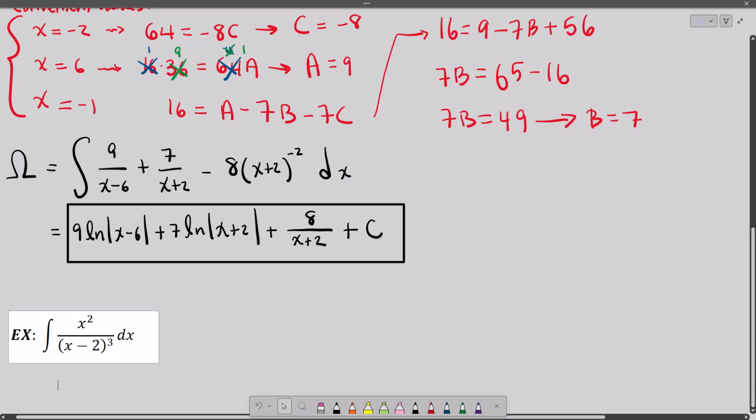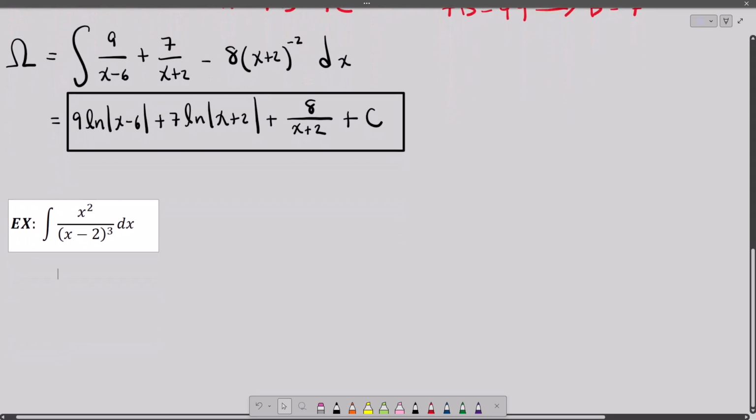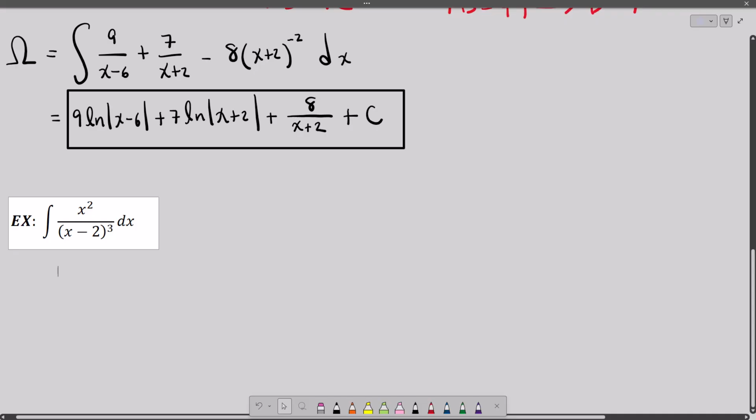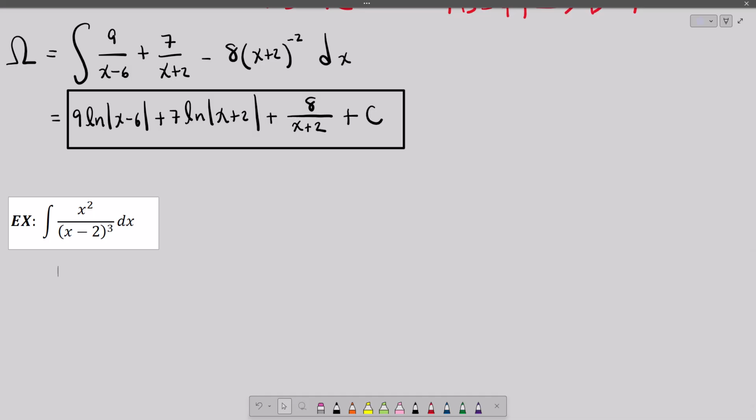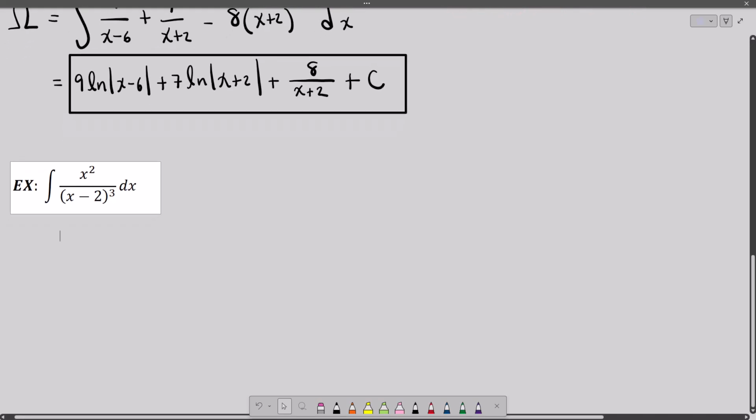I think you're ready. So you all try this one. How many partial fractions are you going to have? One for each power. So you'll have one for x minus 2 to the 1, x minus 2 to the 2, and x minus 2 to the 3. So you have one for each power. All right, see if you can do it.